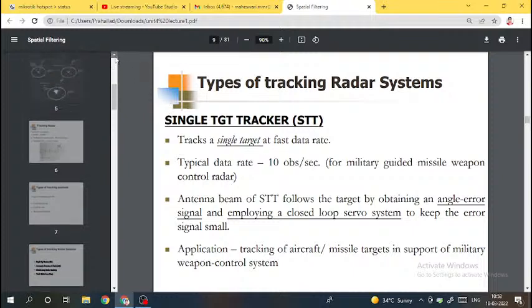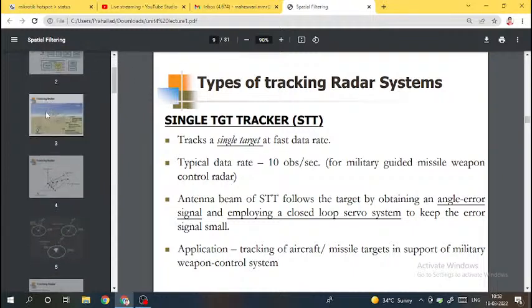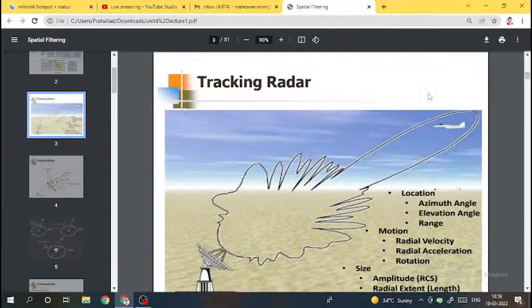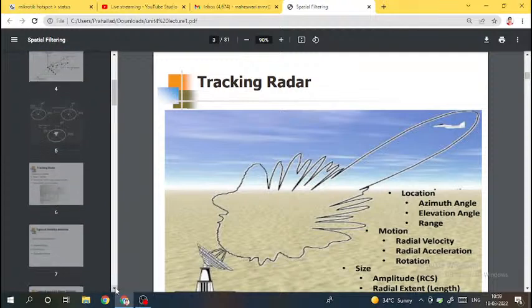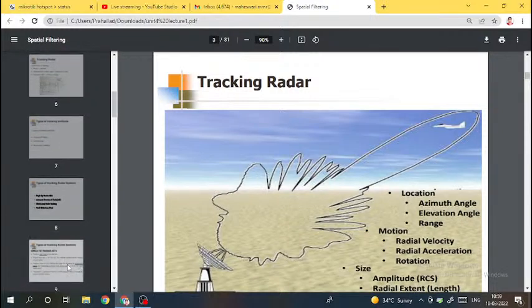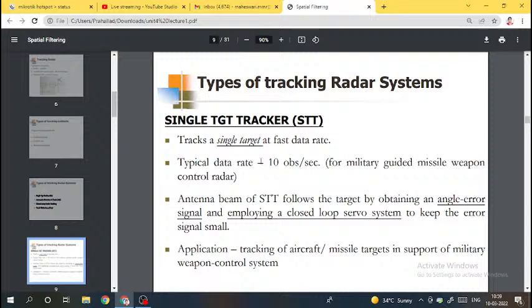Look at this. If I have only one target, it can be detected. If I have a larger number of targets, they cannot be detected. But the data rate of single target detection is comparatively very high, and it uses around 10 observations per second. And the antenna beam follows the target.